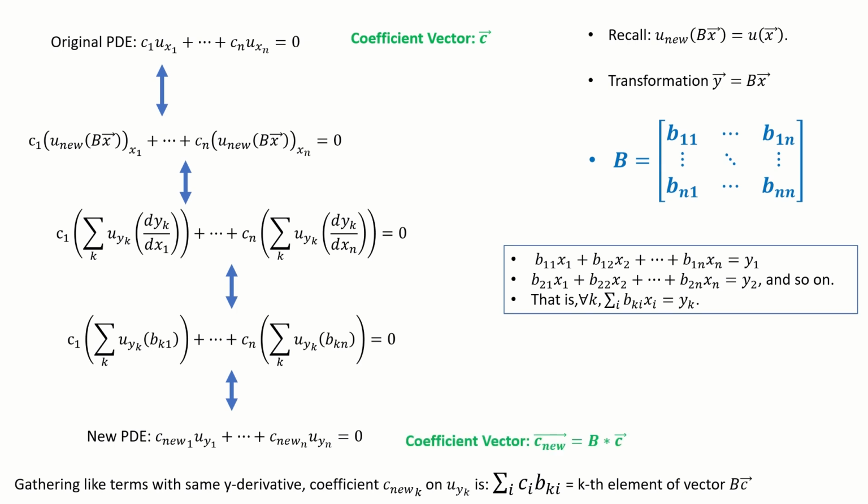Therefore, the coefficient vector of the transformed PDE is just b times the coefficient vector of the original PDE. Knowing this, you can sometimes work backwards and find a b that will give you a coefficient vector that you can more easily solve than your original coefficient vector.